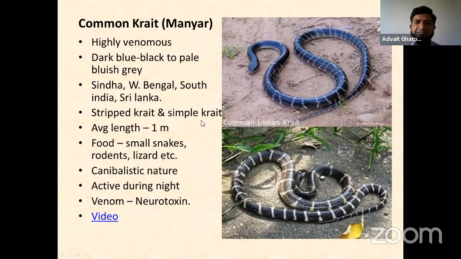It is generally occurring in Sindh, West Bengal, South India, Sri Lanka हे देशांमध्ये जनरली सापडतो. Striped krait and simple krait असे दोन प्रकार आहेत, की दुसरा एक क्रेट असतो की ज्यावरती पट्टे नसतात. Okay, average length त्याची 1 मीटर इतकी असू शकते. आणि याचं फूड सुद्धा पुन्हा काय, small snake, rodent, lizard etcetera. It is also cannibalistic in nature, म्हणजे तो दुसऱ्या त्याच्याच सारख्या सापांना खातो. Therefore it is cannibalistic in nature and it is active during night, so nocturnal आहे. And its venom is neurotoxin. I am again skipping the video.